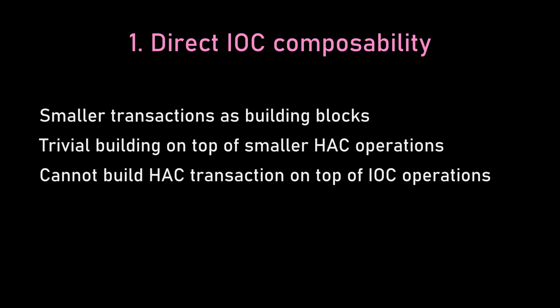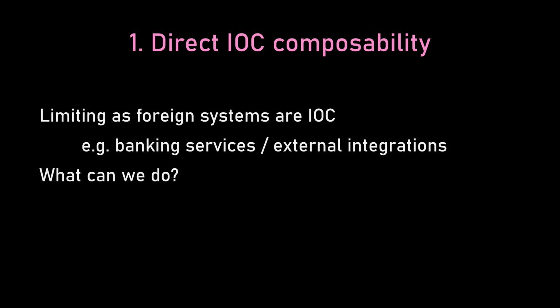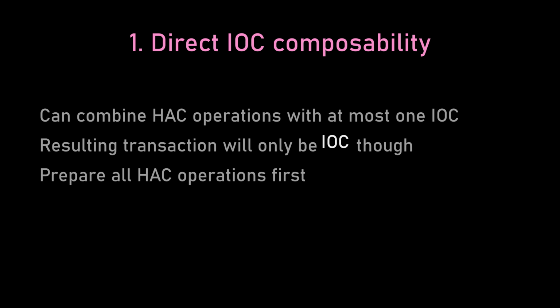However, if a particular operation of interest is IOC, we know it's impossible to incorporate this as part of a larger HAC transaction. This is very limiting as foreign systems are often IOC. Take banking services or external integrations, for instance. So the question is, what can we do about this? So there is actually a limited IOC composability rule we can take advantage of.